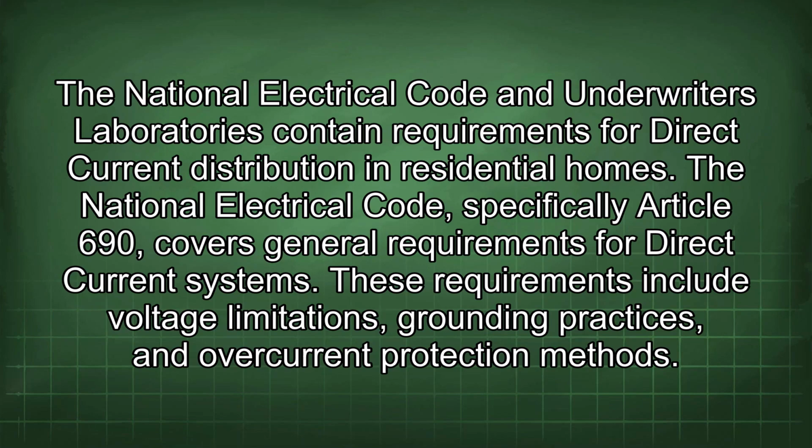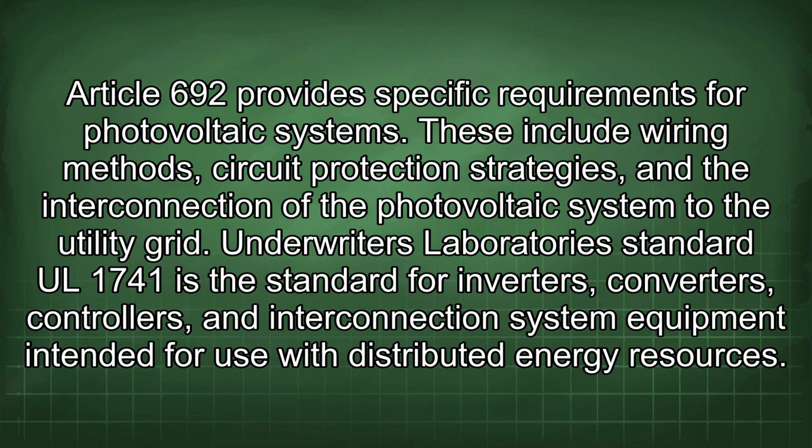The National Electrical Code and Underwriters Laboratories contain requirements for direct current distribution in residential homes. The National Electrical Code, specifically Article 690, covers general requirements for direct current systems. These requirements include voltage limitations, grounding practices, and overcurrent protection methods. Article 692 provides specific requirements for photovoltaic systems. These include wiring methods, circuit protection strategies, and the interconnection of the photovoltaic system to the utility grid.